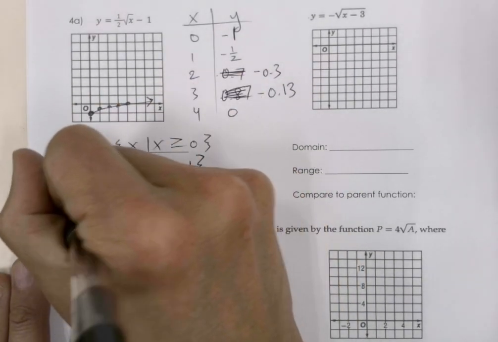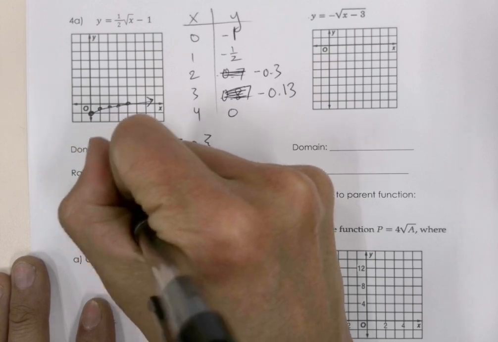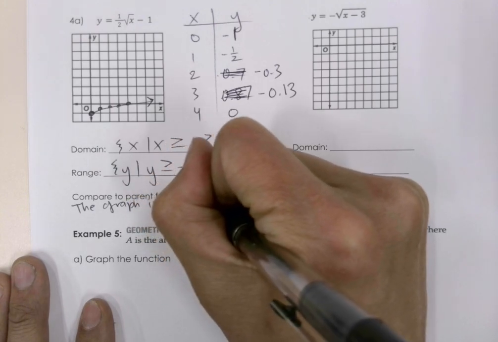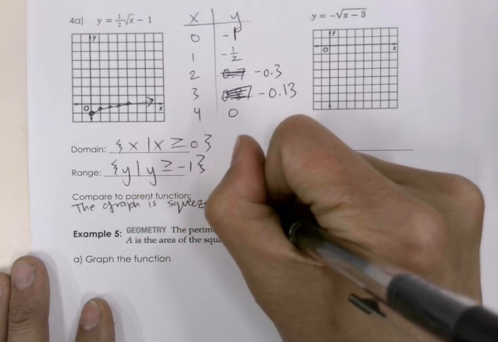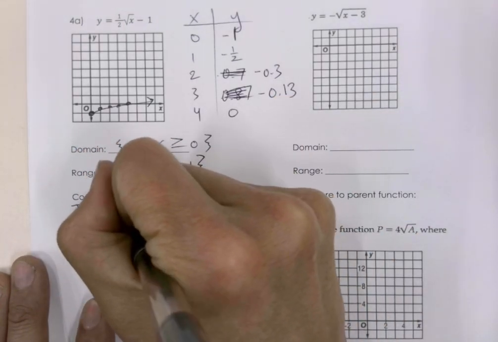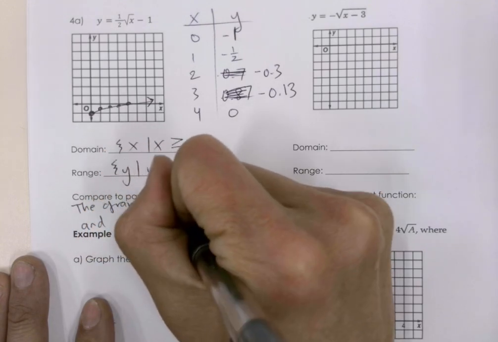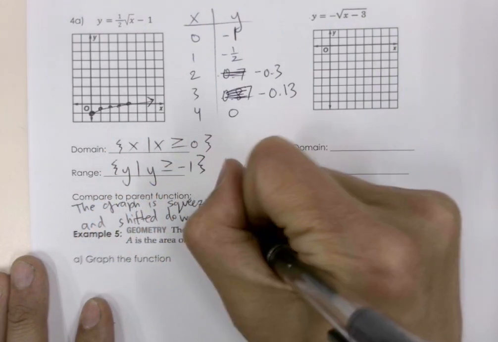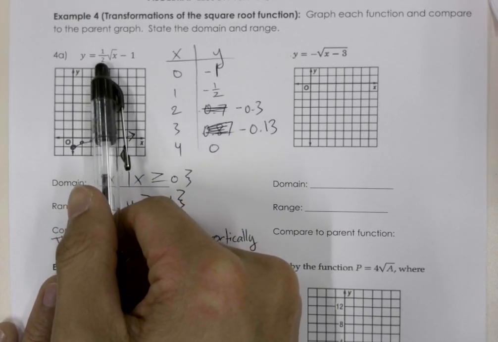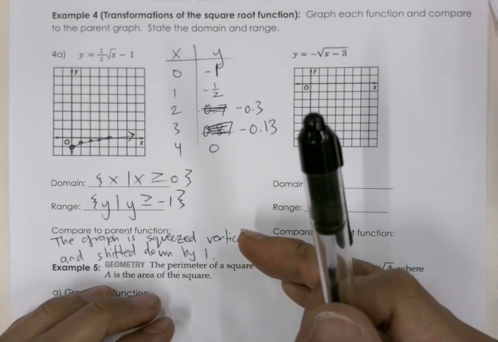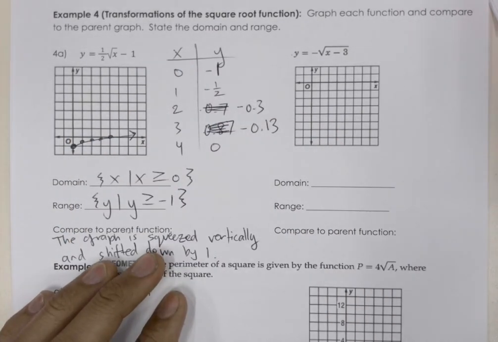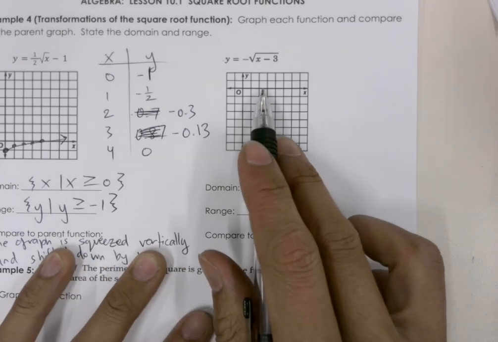Well, the graph is squeezed vertically and shifted down by 1, right? So that's what having our a become a fraction does. It squeezes the parent function vertically, and then if a is greater than 1, then it stretches it out vertically, right? So let's go ahead and take a look at this one over here and see what happens.